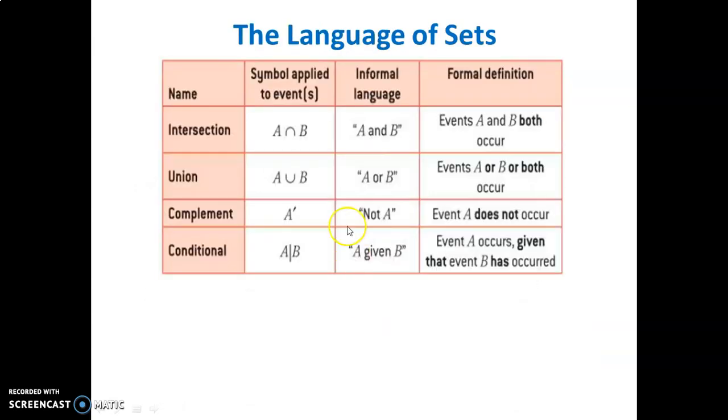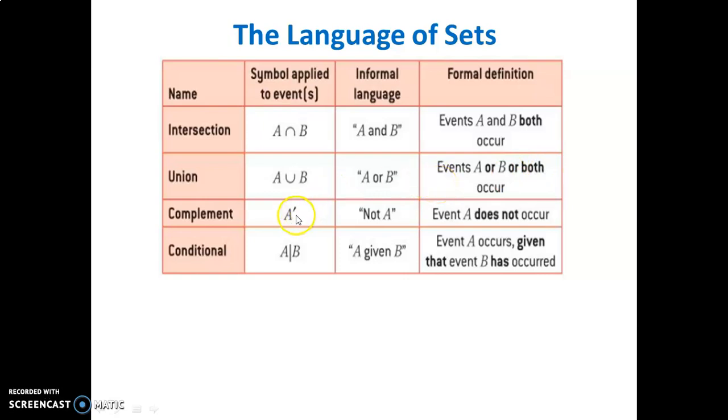Let's get started. Let's go back to just some symbols to recap symbols we should know. This symbol here means intersection. It often means A and B. So if two events occur at the same time or one after another, we use this symbol. This one here means union. It is known as A or B. It means events A or B or both occur.